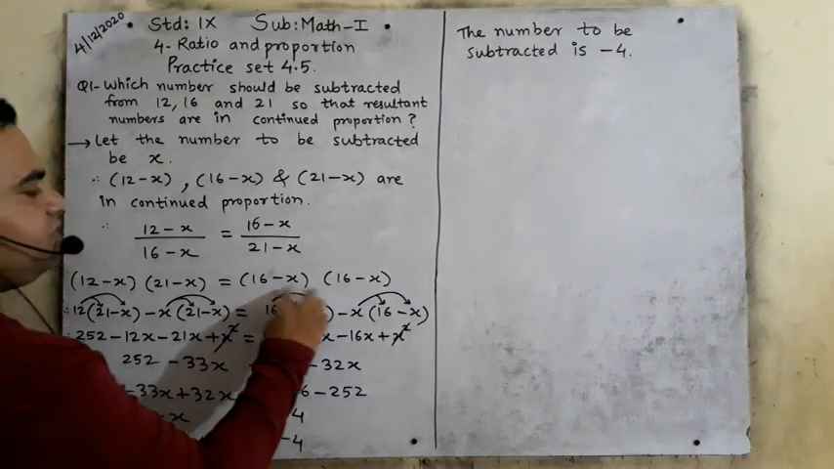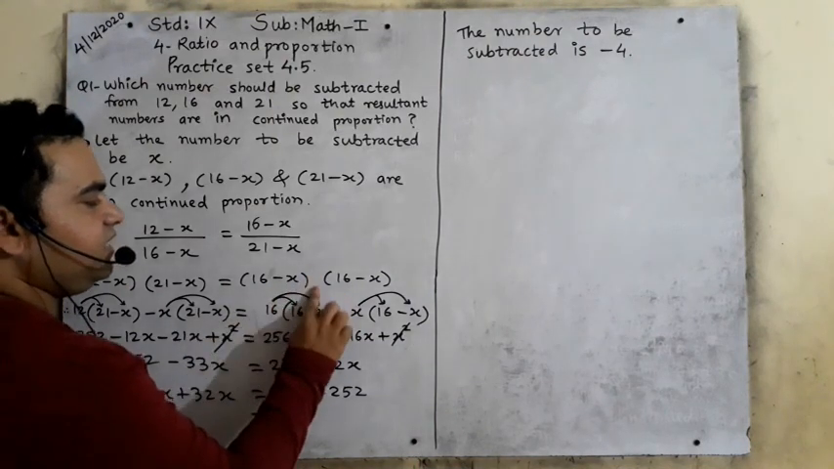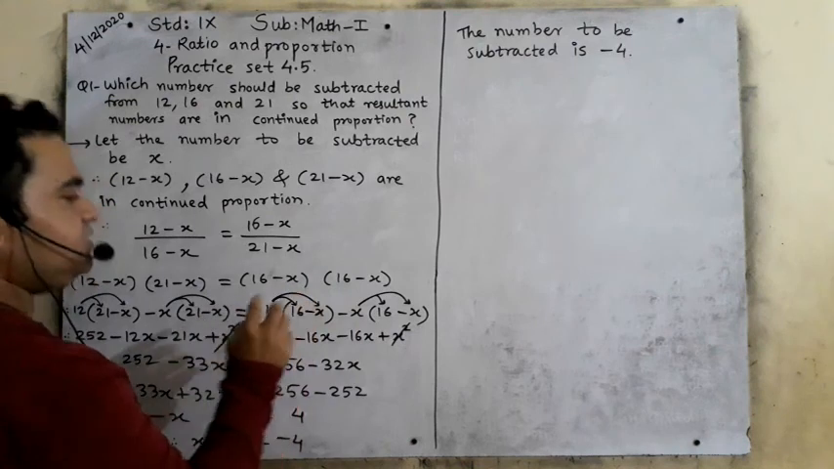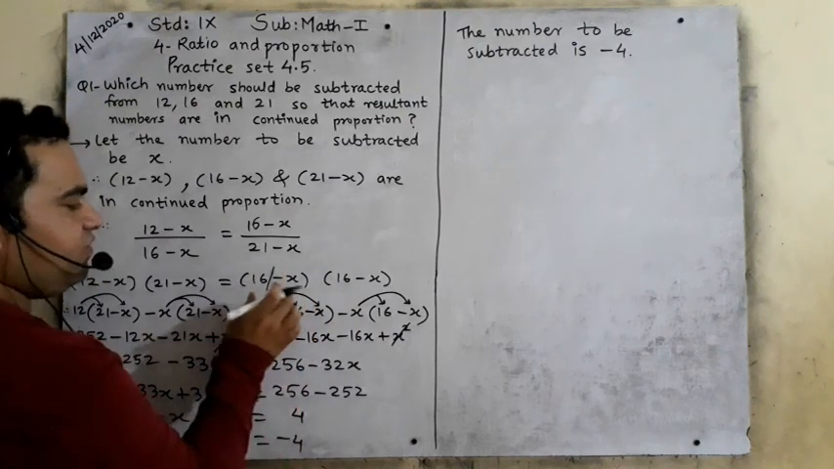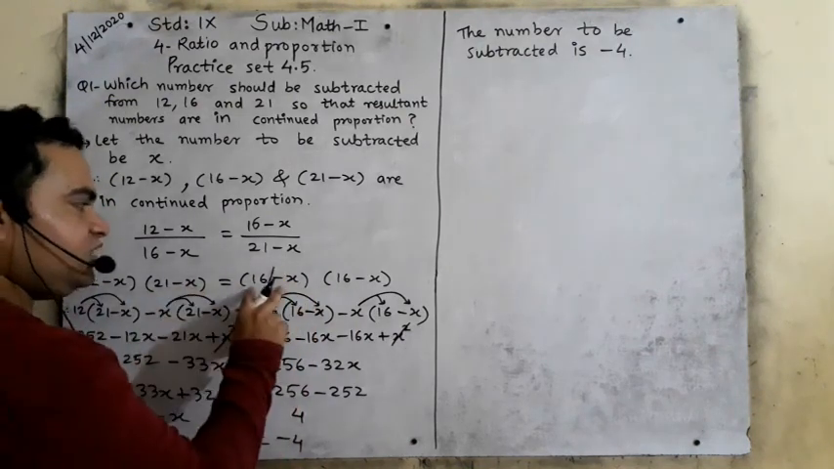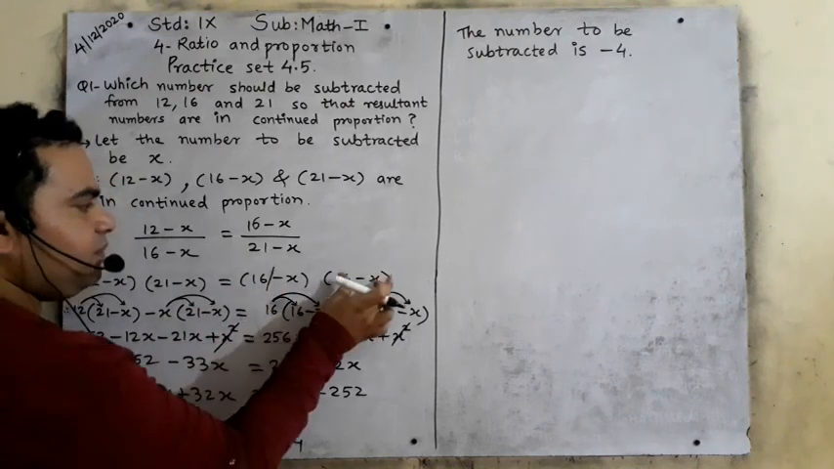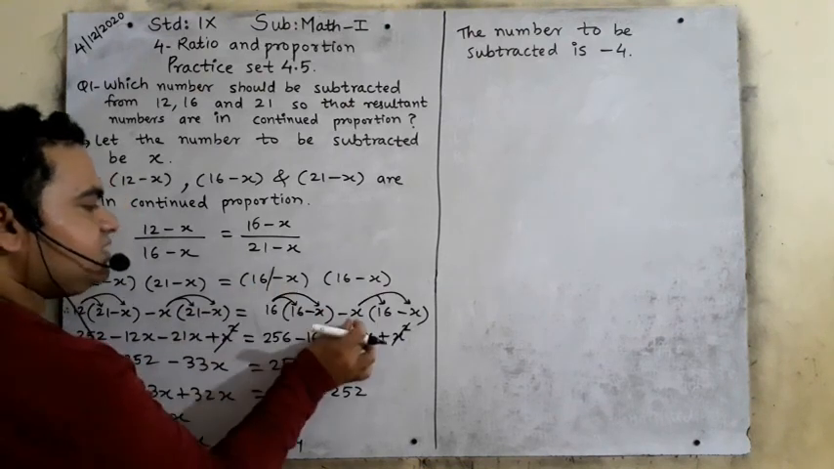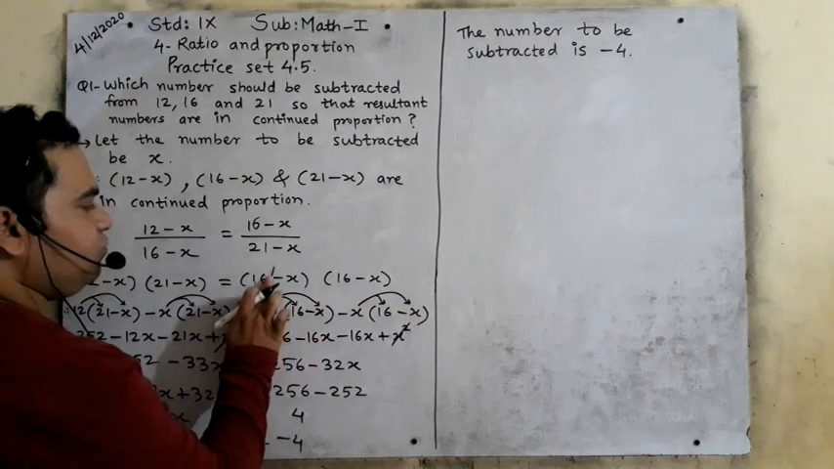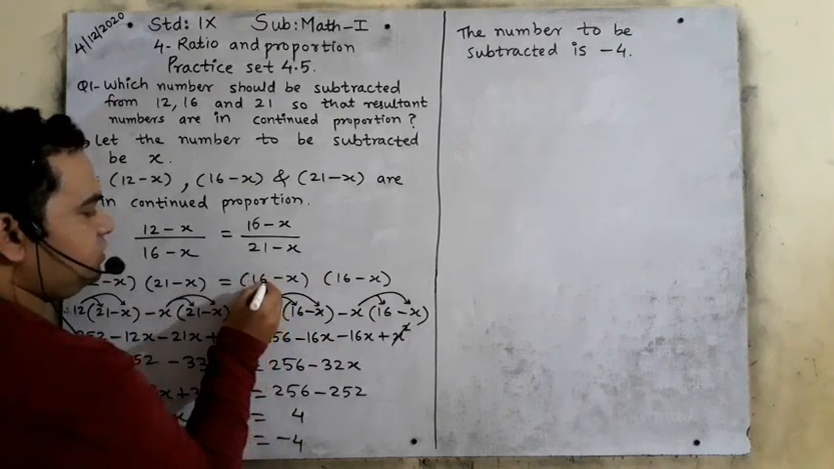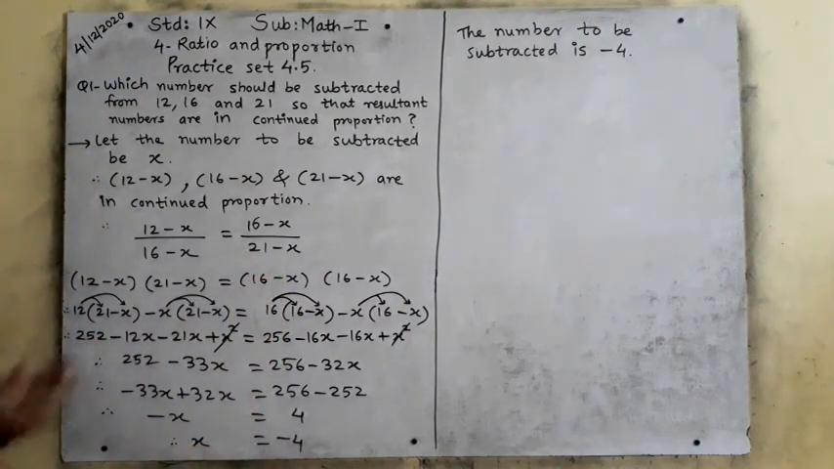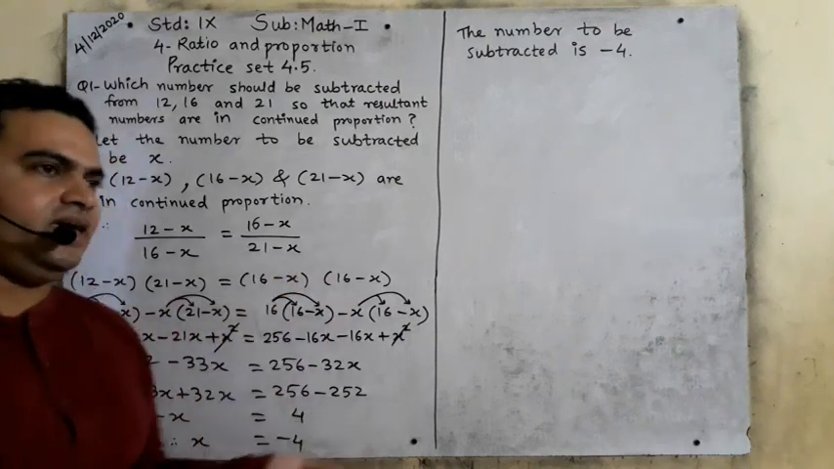See here also, there are two brackets and there is a multiplication between these two brackets. It means imaginary, you will cut the first bracket before the sign, you will make two parts. 16 will multiply to the second bracket, minus x will multiply to the second bracket only. I hope you understood. This we have done earlier, how to solve multiplied brackets.